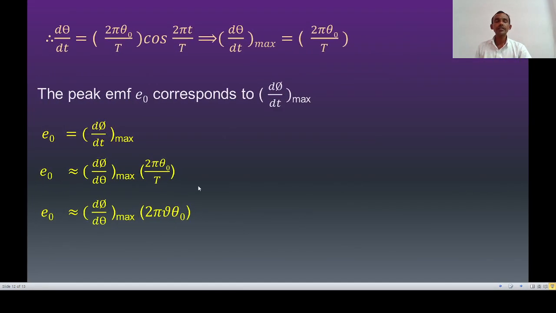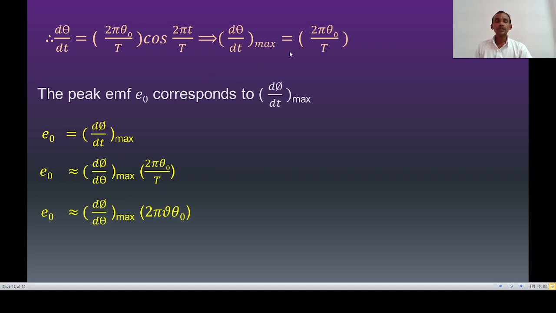Now differentiating this equation we can write d theta by dt is equal to 2 pi theta 0 upon T into cos of 2 pi t upon T. Now when this cosine quantity becomes 1, at that time d theta by dt becomes maximum. Therefore we can write here d theta by dt max is equal to 2 pi theta 0 by T.